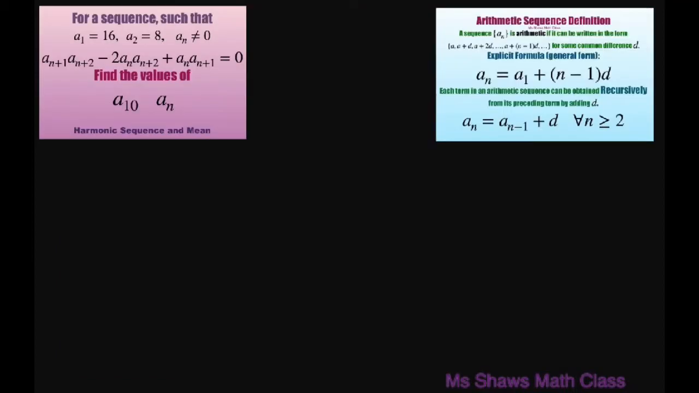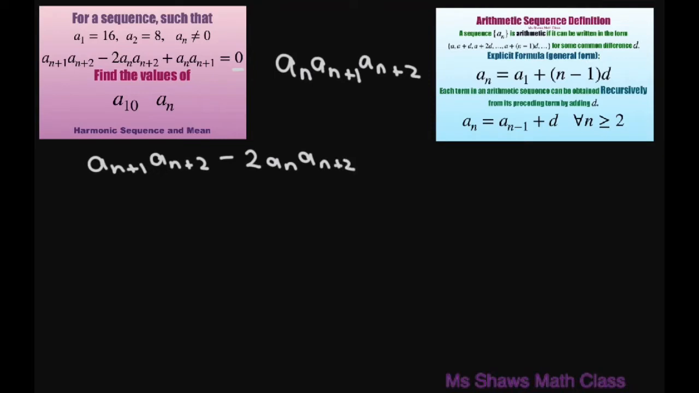All right. So the trick for this one is we're going to take our sequence and divide both sides, including this means a 0, by a sub n times a sub n plus 1 times a sub n plus 2. And let's see what happens when we get that. We're going to get a sub n plus 1 times a sub n plus 2 minus 2 a sub n plus 2 plus a sub n times a sub n plus 1 equals 0.